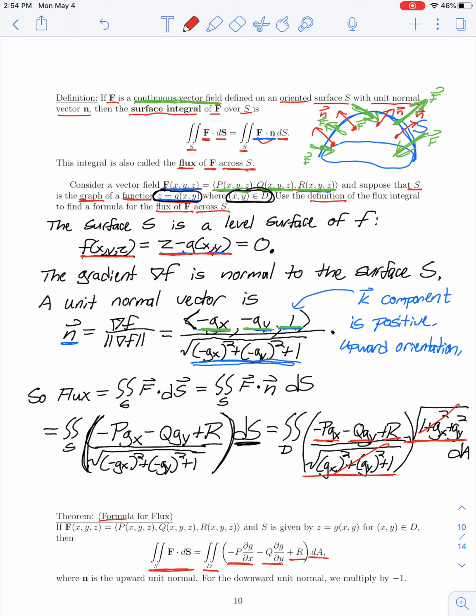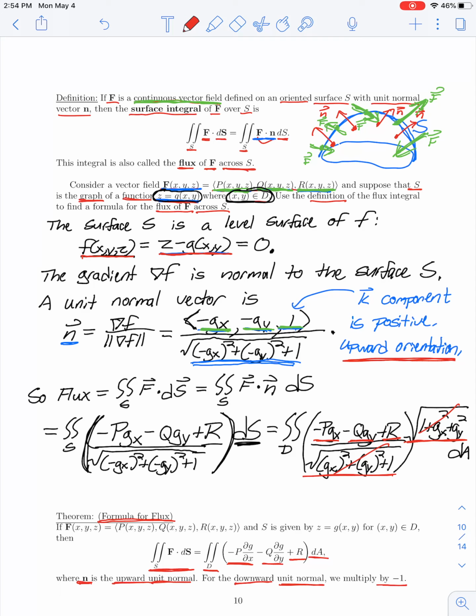So this is a formula to calculate the flux of a vector field over a surface which is the graph of a function. And one thing to note is that the normal vector that we found was the upward unit normal. So remember, we had this upward orientation because the k component of our normal vector n was positive. So if our surface was made to have the downward unit normal, or the downward orientation, we would just multiply this expression for our flux by a negative 1 to change the direction of our unit normal vector.